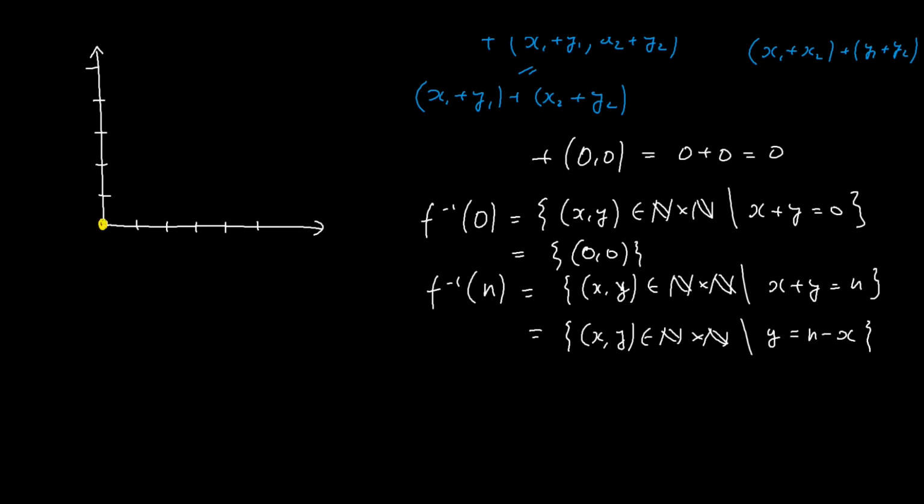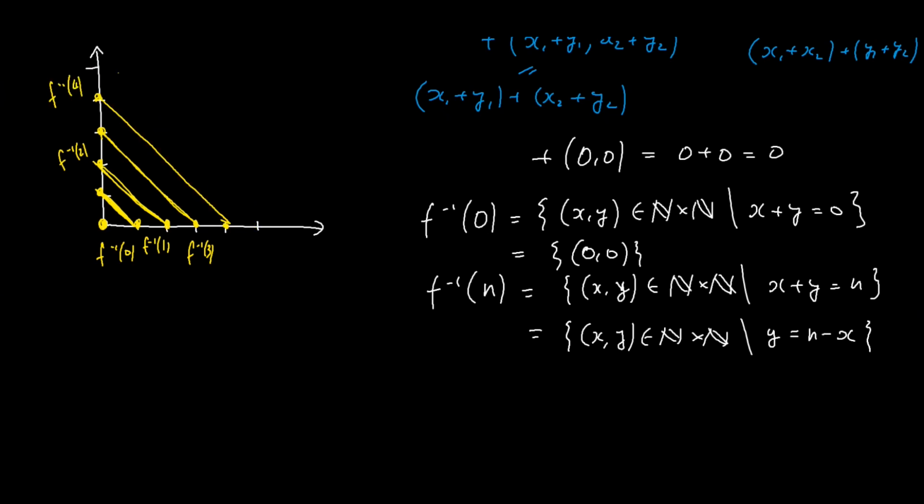So this on its own will be f inverse of 0. This will be f inverse of 1. Then here we have f inverse of 2. Then here we have f inverse of 3. And here we have f inverse of 4, and so on.